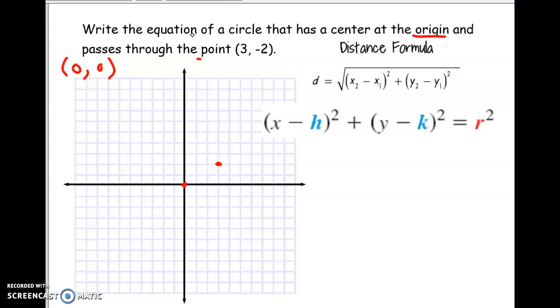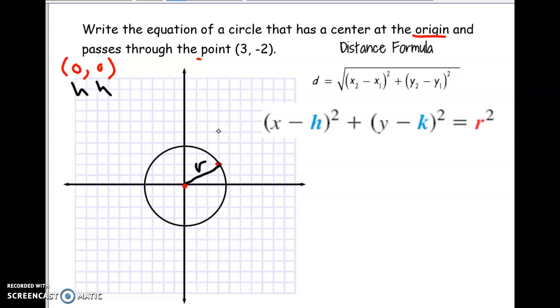So we could attempt to draw. Maybe I can draw with my circle tool here. Try it one more time. Look at that, there's my circle. It has center 0, 0, and it goes through that point. So to do the equation, I've already got h and k. There's h, there's k. But what I don't have is the radius, so I've got to figure out the radius somehow.